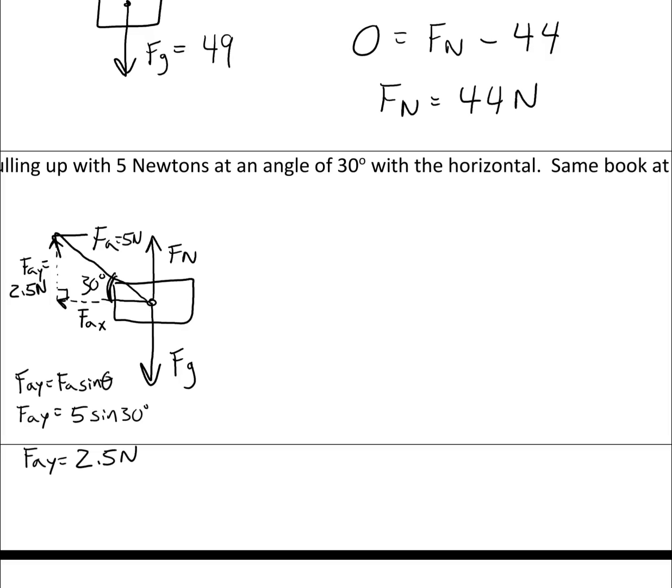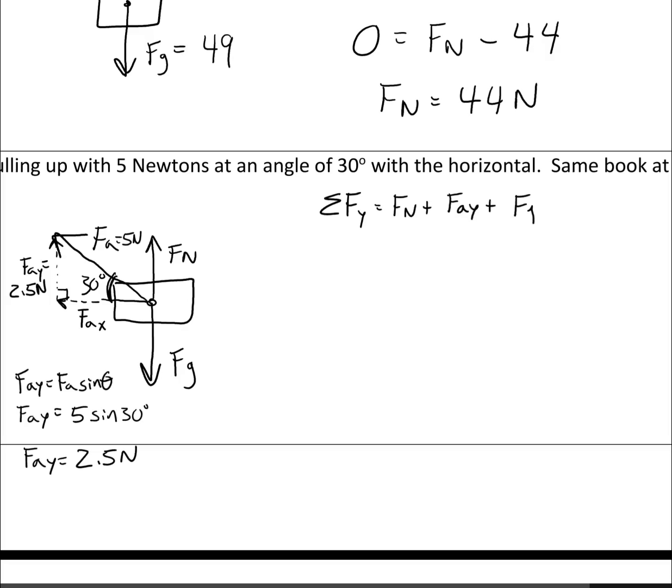So let's do the net force. Net force in the y direction, you could even say, is equal to the normal plus FAY plus FG. Again, doesn't matter what order you put it in. It doesn't say that you lift the box up. It doesn't say you accelerate it in the y direction. So you can't assume that you're accelerating it. So since you're not accelerating in the y direction, the net force in the y direction must be 0. The normal force is what we're looking for.